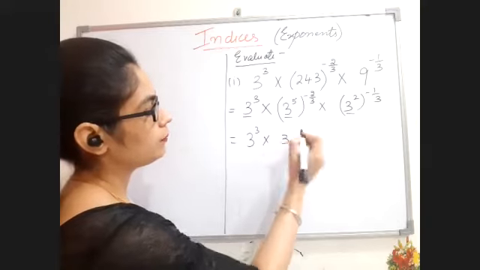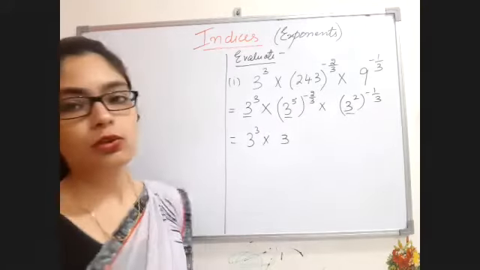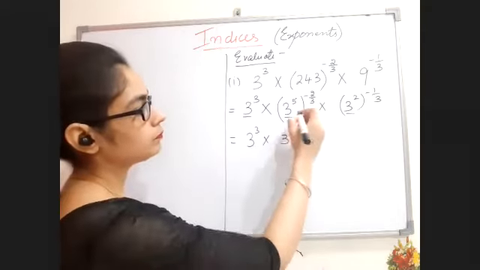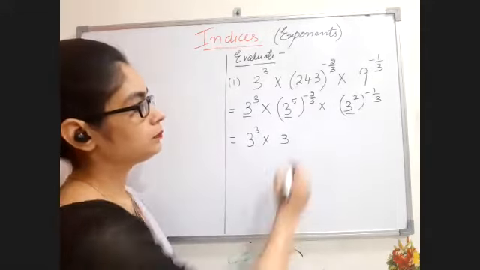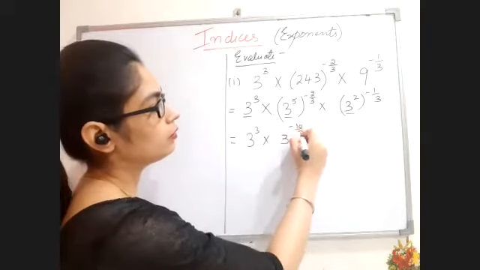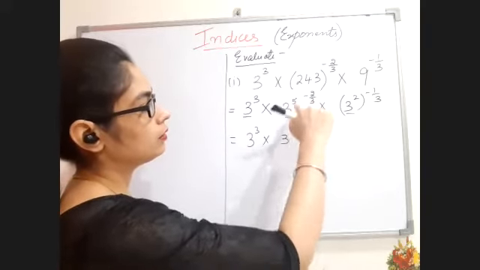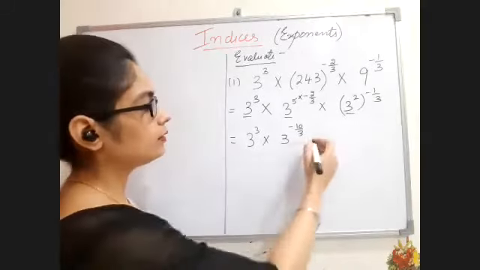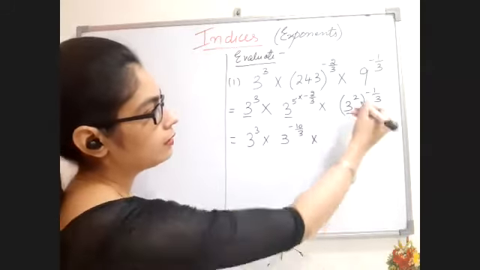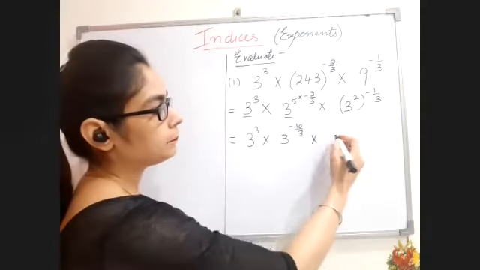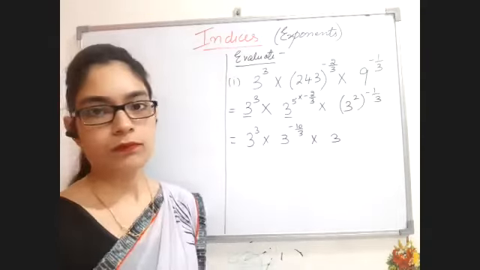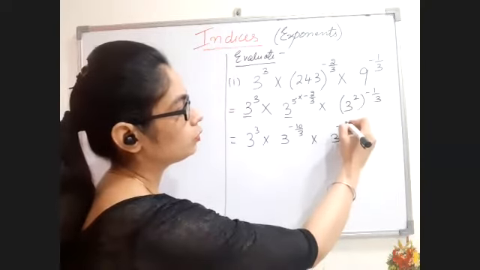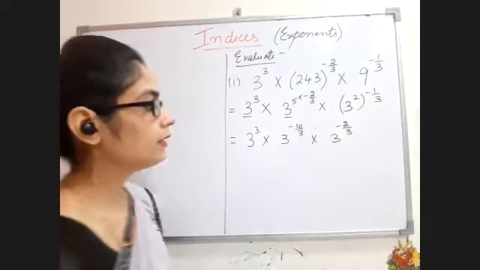So 3 to the power 5 into minus 2 by 3, that is minus 10 by 3. We only have to multiply. See, 5 into minus 2 by 3: no cancellation, nothing is there, so we just have to multiply. Then 3 into minus 1 by 3, so minus 2 by 3. It is 2 into minus 1 by 3, so minus 2 by 3.